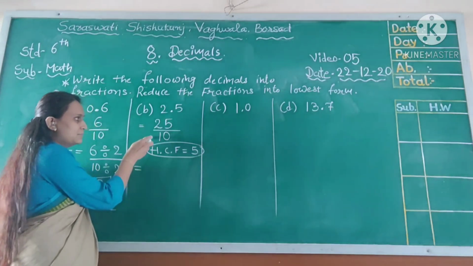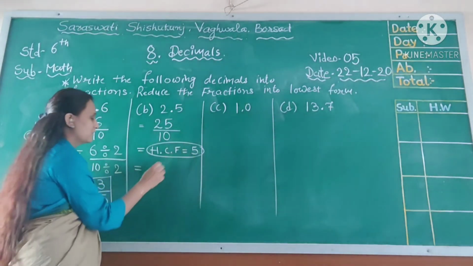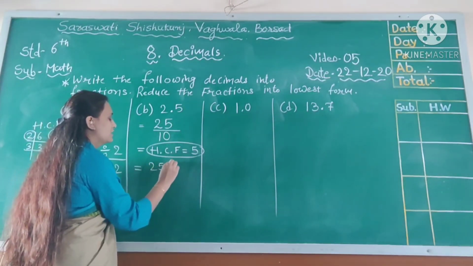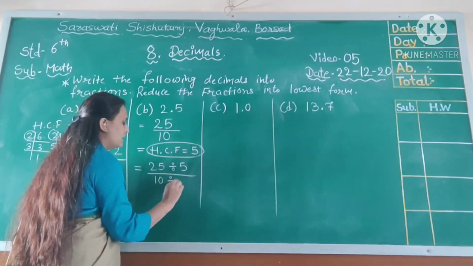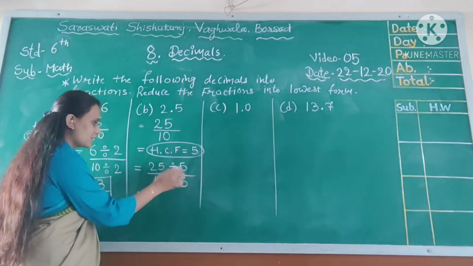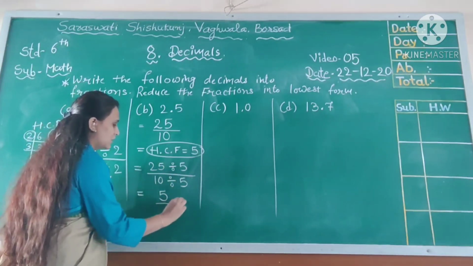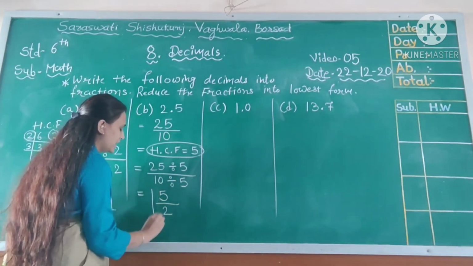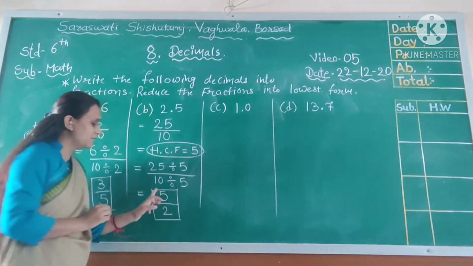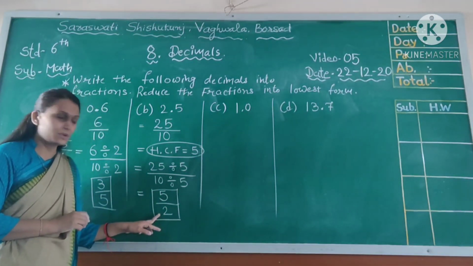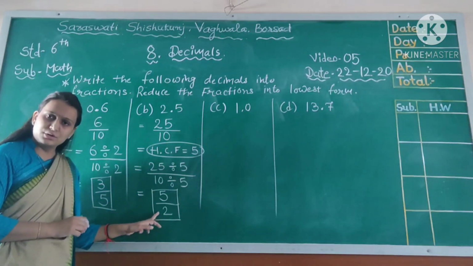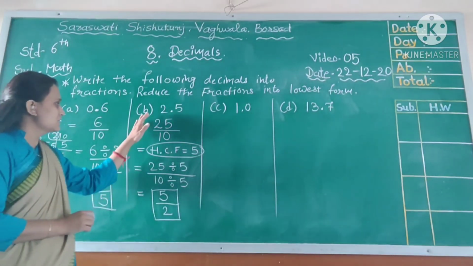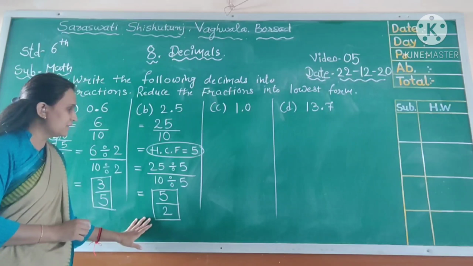So we have to divide both the numbers by the HCF. So 25 divided by 5, same here, 10 divided by 5. 5 5s are 25. Okay, and 5 2s are 10. So the answer is 5 upon 2. Okay, so we have reduced 25 upon 10 to 5 upon 2. So this is the lowest form of 25 upon 10.